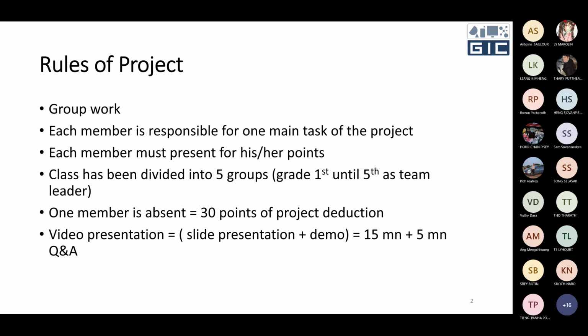Video presentations. In case we cannot defend on site, we will make a video of presentations. The slide presentation means that everyone presents about the project plus a demonstration. So we have 15 minutes for the slide presentation and demonstrations. After that, 5 minutes for Q&A sessions. So this is the rule of your project conducting.